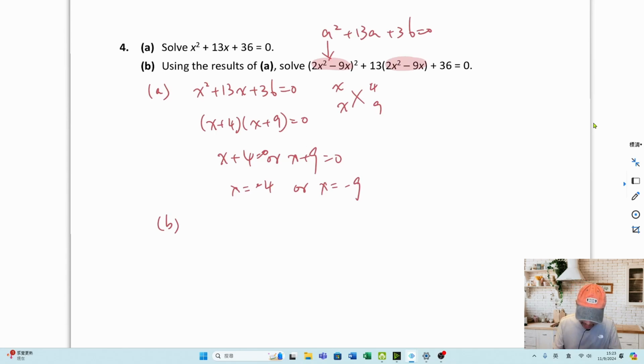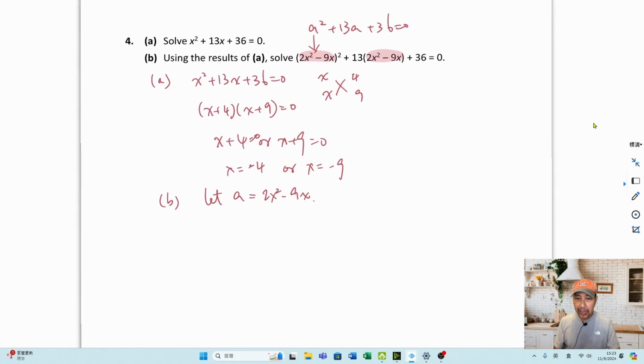Okay, like this. Let a be equal to 2s squared minus 9s. So the equation becomes a squared plus 13a plus 36 is 0. Okay, and then we use the result from part A, because in part A we already have the answer for s squared plus 13s plus 36. So we can jump from here to the answer.